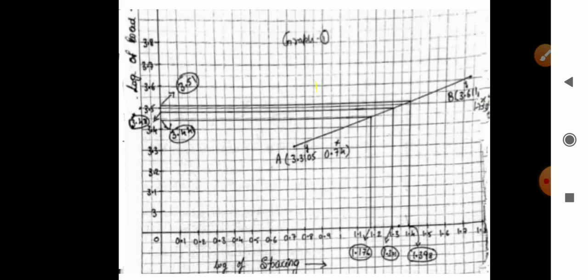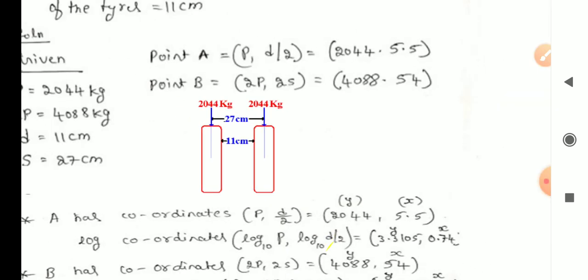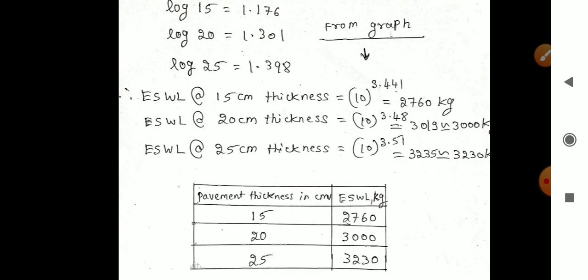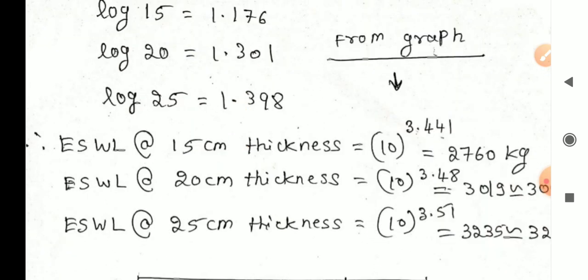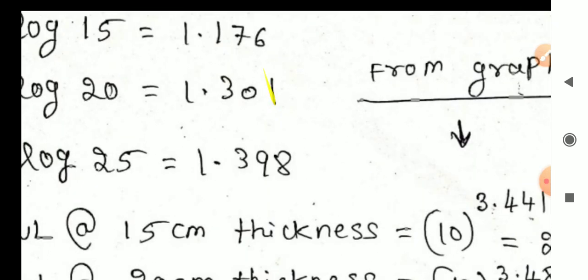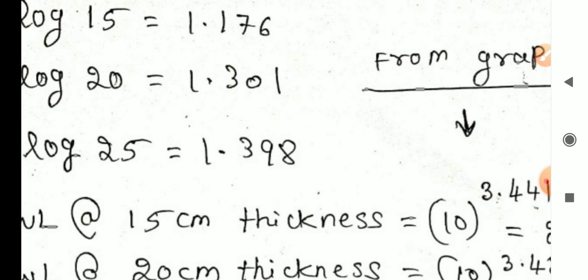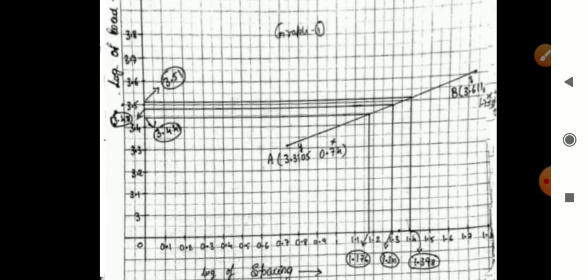Next, in the problem they have asked how much ESWL we have to find for 15 centimeter, for 20 centimeter, and for 25 centimeter. Here the x axis is also in log scale, so we take log to the base 10 of 15, of 20 and of 25. So for 15 centimeter it is 1.176, then 1.301, and 1.398. So these are the values.